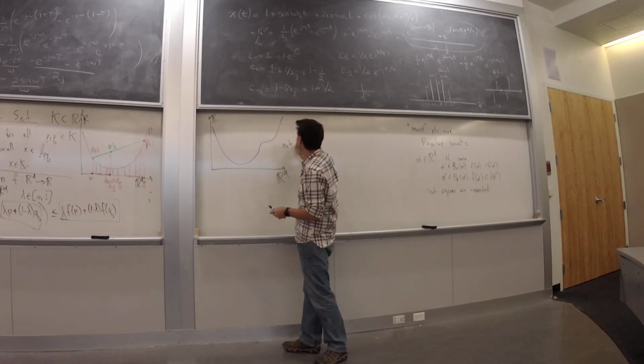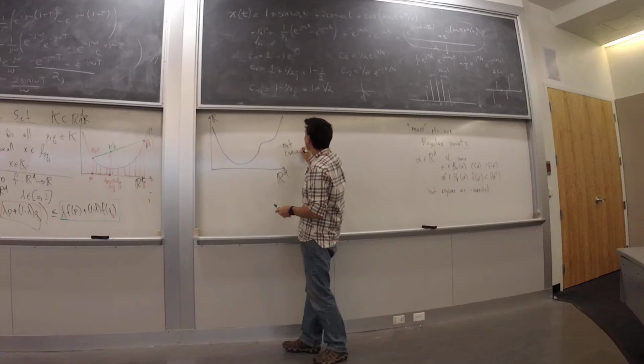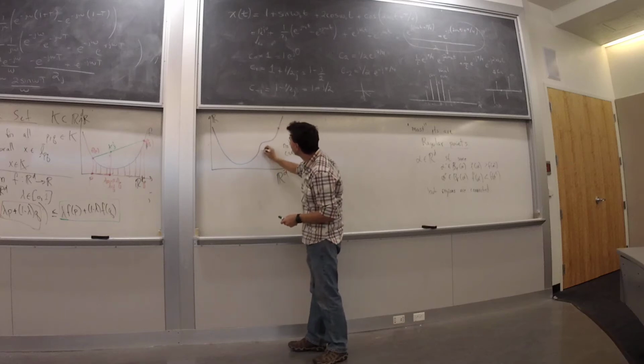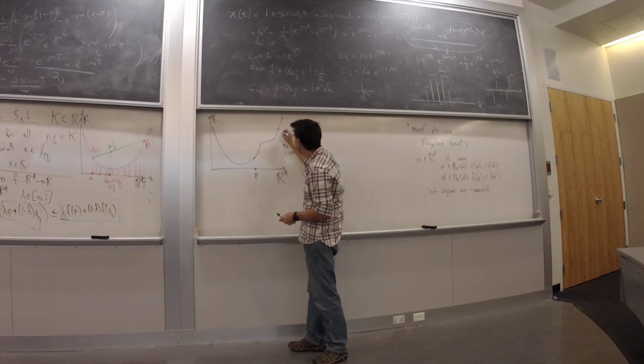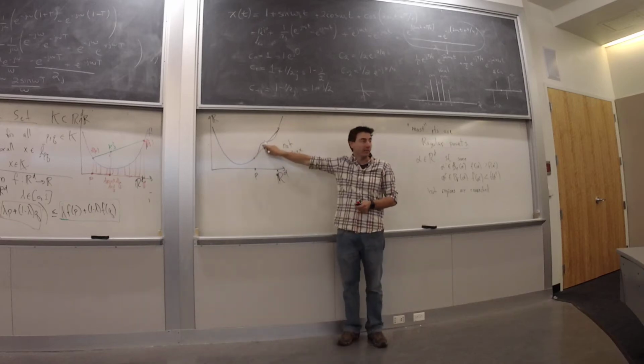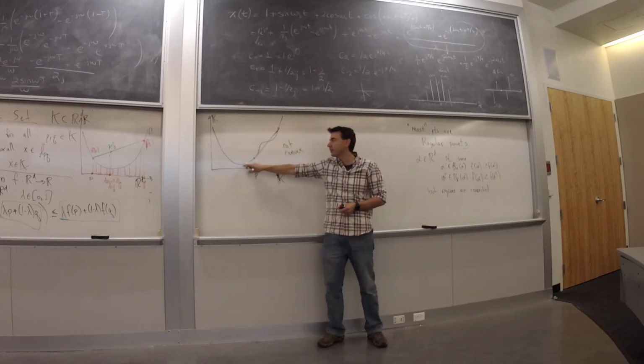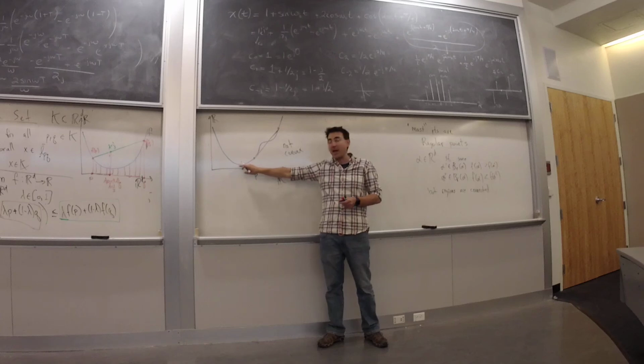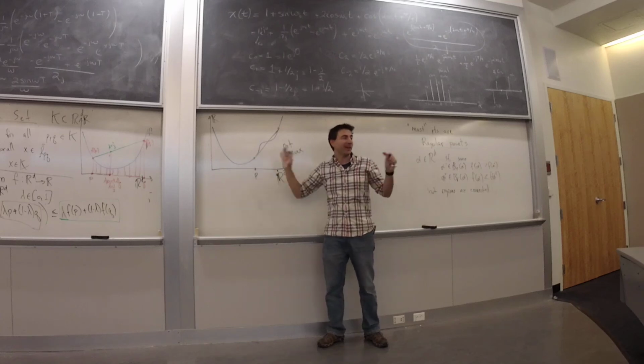This is not convex because I can pick points P and Q, and the blue curve goes above this line segment here. It still may have a single global minimum, and every other point is a regular point, but it's not convex.